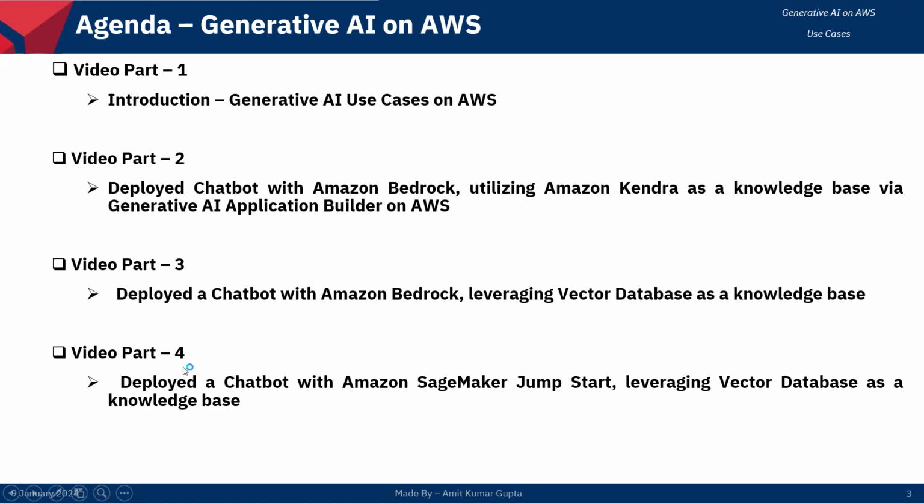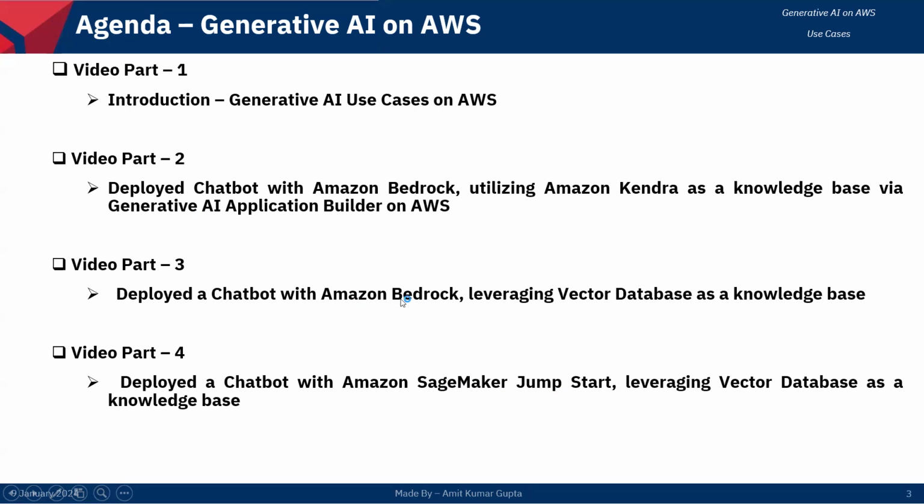And in part 4, we will create the chatbot using SageMaker JumpStart. The difference is that in part 3 we use Bedrock, and in part 4 we use SageMaker JumpStart. Some LLM models are available in Bedrock, and some are already available in JumpStart. Some are common, but SageMaker JumpStart contains more LLM models. So we will take the LLM model from JumpStart and use the same vector database as a knowledge base, right?